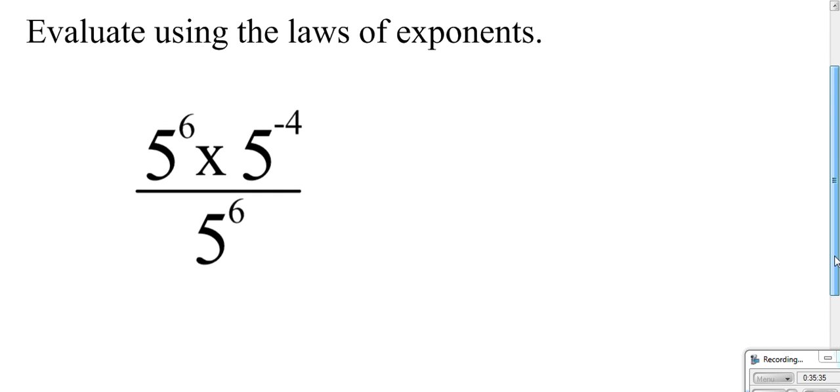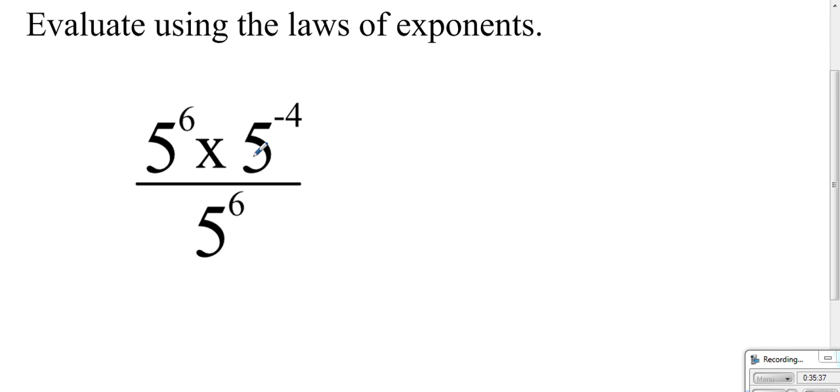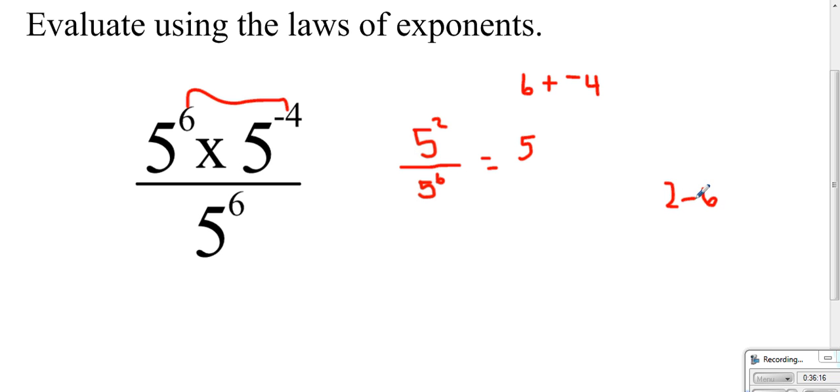The next thing it says is evaluate using the laws of exponents. So remember, you keep what is the same. The 5s are the same. That's the base. You keep it. What do you do with the exponents when you are multiplying? You add them. So it's 6 plus a negative 4. That is 5 to the second. Copy down 5 to the sixth. Now you divide. Keep what is the same. The 5 is the same. What do you do when you divide with the exponents? You subtract them. So it's 2 minus 6, and that is a negative 4.